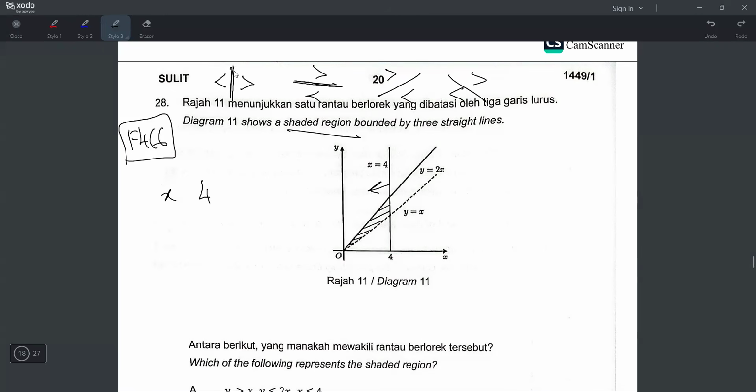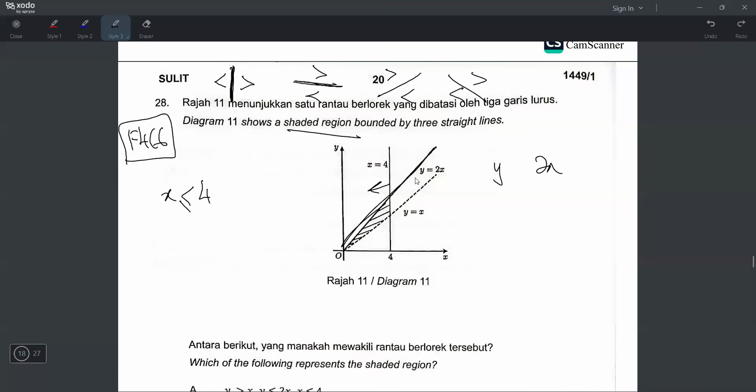So if you look at this line x equals 4, the region is on the left side, so smaller. But you have to put smaller or equals because it's a solid line. If it uses a dash line, then you put just smaller, without the equals. Alright, let's do the next one.